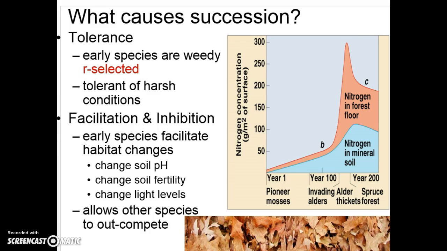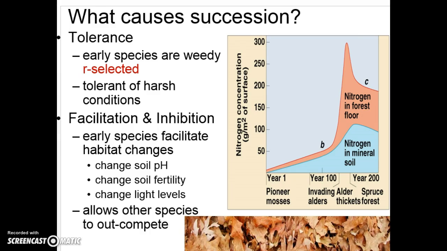But it makes sense that when we have the beginning of a new community, we need the early species to be r-selected, which means, again, that they're going to have a lot of offspring in a very quick fashion, but not necessarily that they're going to survive long and have a long lifespan, because we want new species introduced. So the first early species are generally going to be r-selected and be tolerant of harsh conditions.